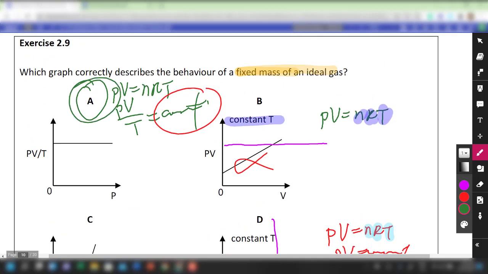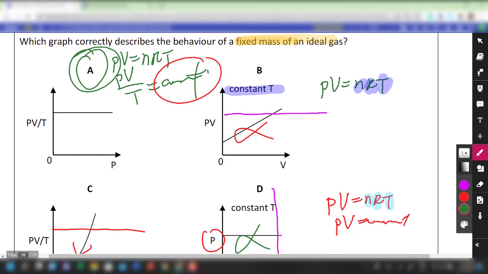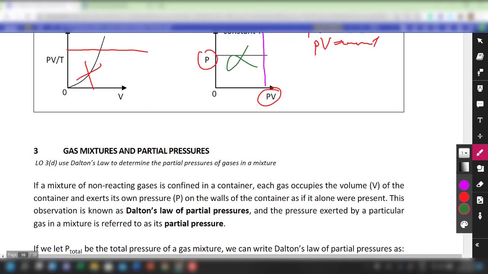So it's quite tricky. So do open up your eyes a bit when you are doing questions like this. Sometimes they will try to trick you.